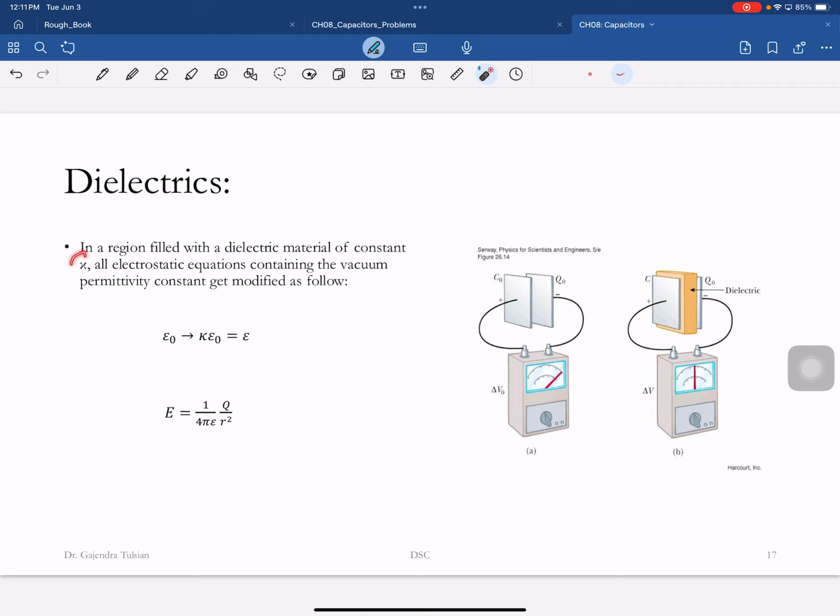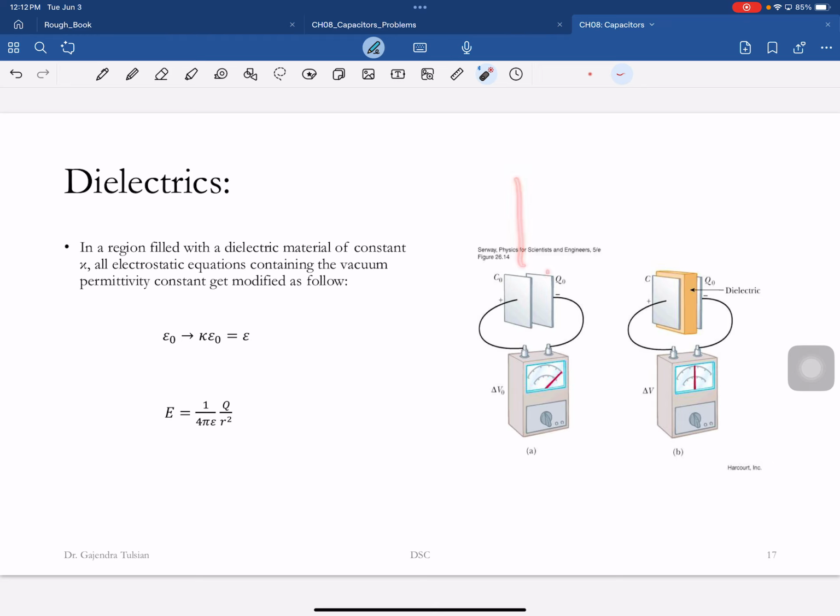So dielectric constant is denoted by kappa. So in a region where the dielectric is filled, wherever you have epsilon naught, replace that by K epsilon naught, or just written as epsilon. And you get the corresponding equation. So the electric field in this region becomes 1/4 pi epsilon Q over R squared.